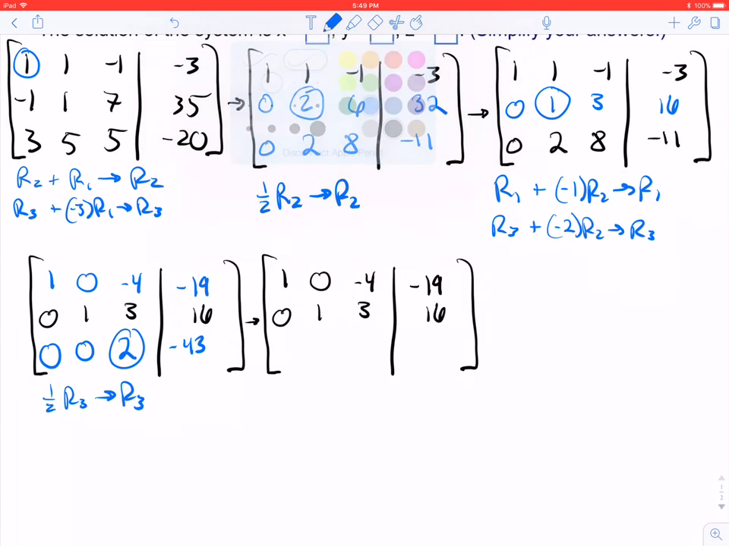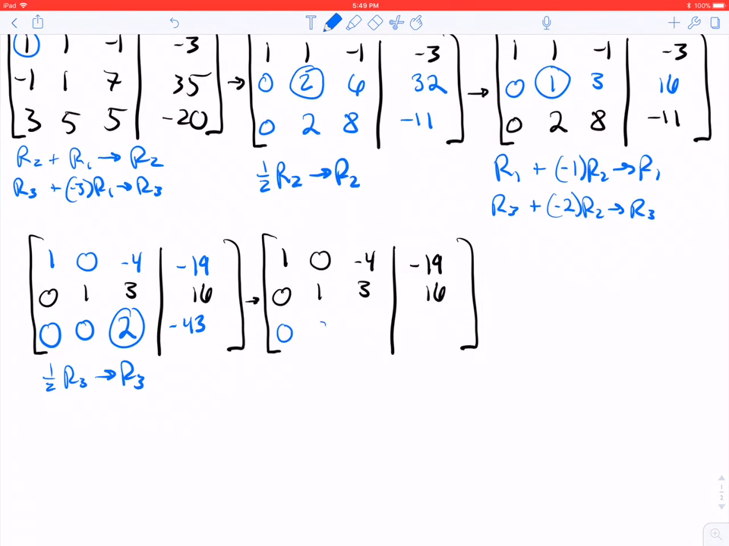Okay. So now the only thing that's changing is row 3. So that's a 0, 0. That's a 1. I'm going to leave it as negative 43 over 2. Okay. I'll leave it like that.